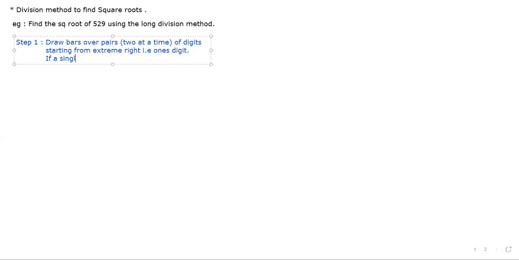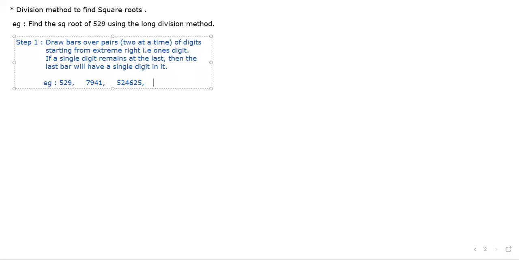If a single digit remains at the last, then the last bar will have a single digit. Examples: 529, 7941, 524625, 10,000.